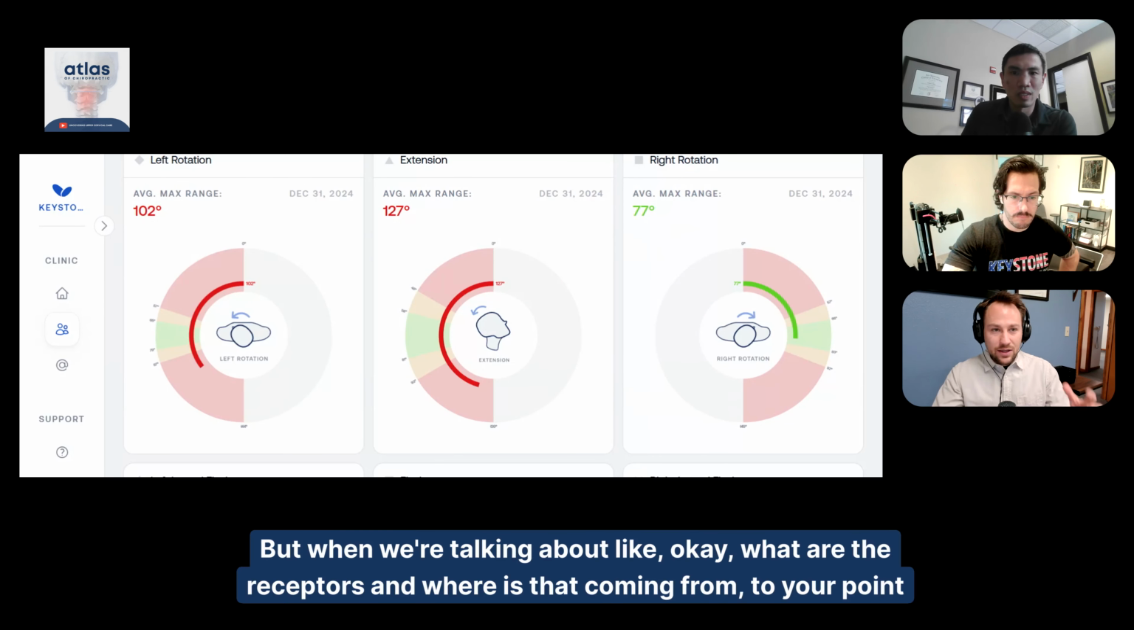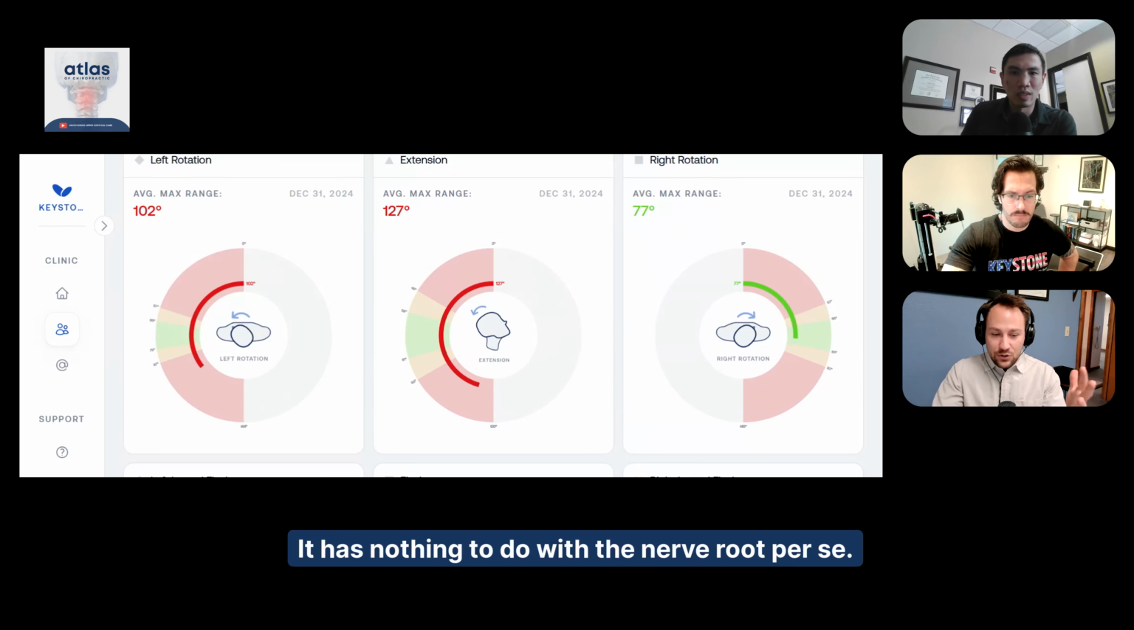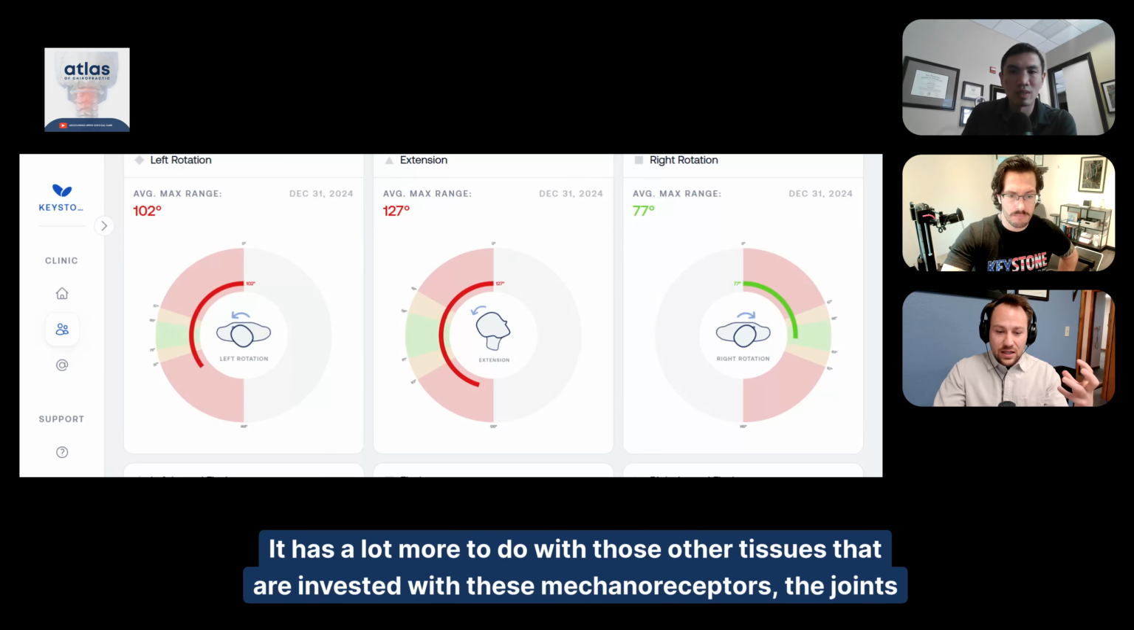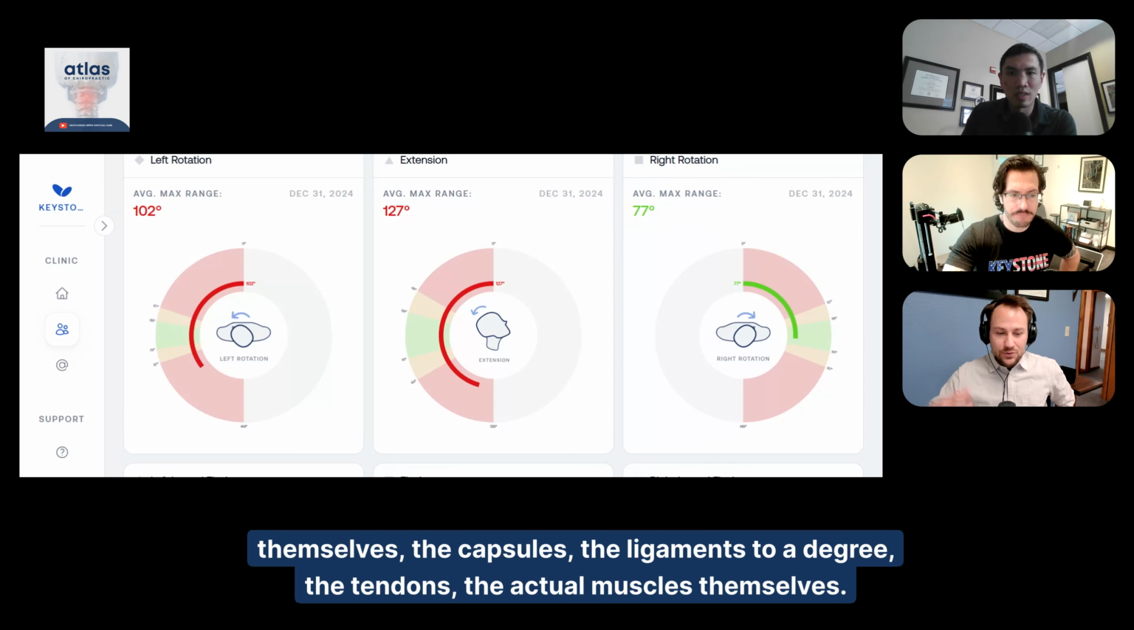But when we're talking about, okay, what are the receptors and where's that coming from? To your point earlier, it has nothing to do with the nerve root per se. It has a lot more to do with those other tissues that are invested with these mechanoreceptors: the joints themselves, the capsules, the ligaments to a degree, the tendons, the actual muscles themselves.